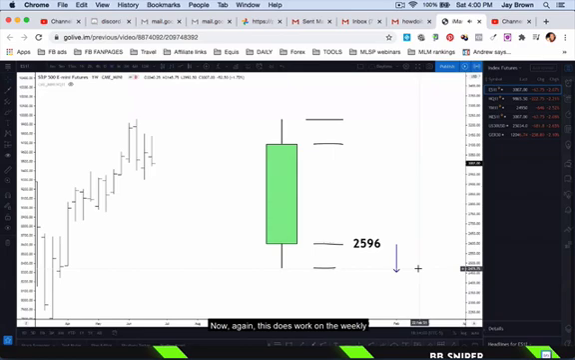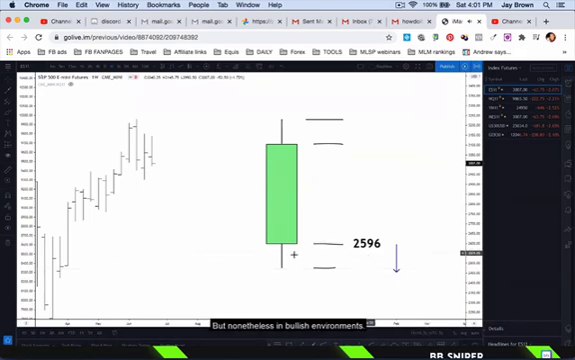Now, again, this does work on the weekly and the monthly as well. All right. So if we're bullish on the monthly, we want to buy below the monthly open. Or if it's Sunday and we had a gap down, right, we want to be looking to buy below the open of the weekly candlestick in anticipation that that week is going to be bullish. Now, if that week is bearish, your trade is not going to go the way that you anticipated, right? Because you got it wrong.